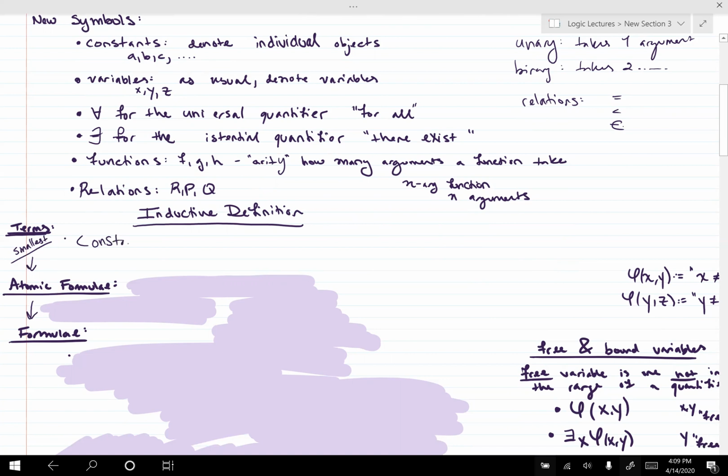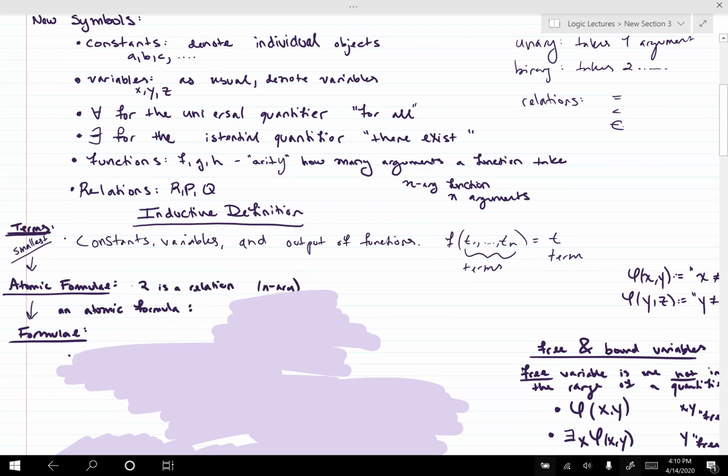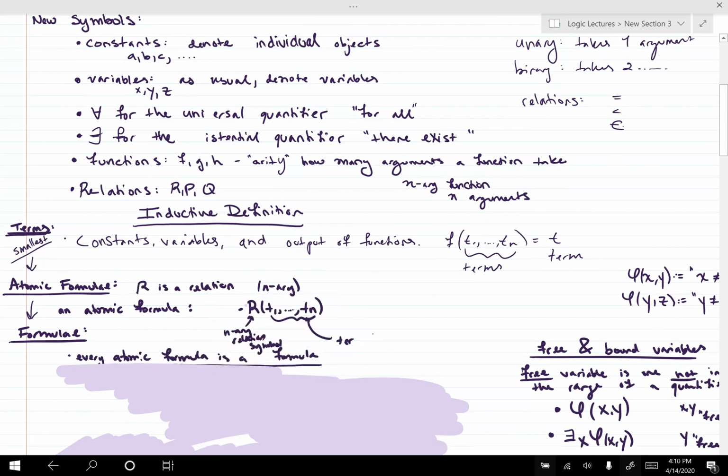Terms are constants, variables, and outputs of functions. So whenever f is an n-ary function, if I put in n terms, all of these are terms, what I get out will also be a term. So again, terms are the smallest things. Atomic formula: if R is an n-ary relation, then if we put in n terms, what we get out is an atomic formula.